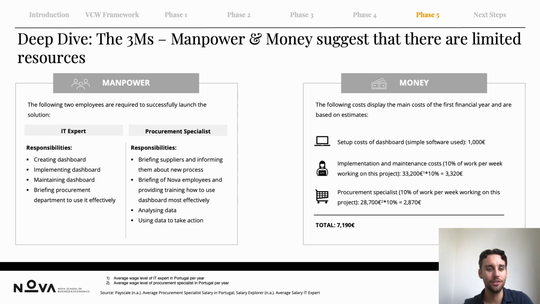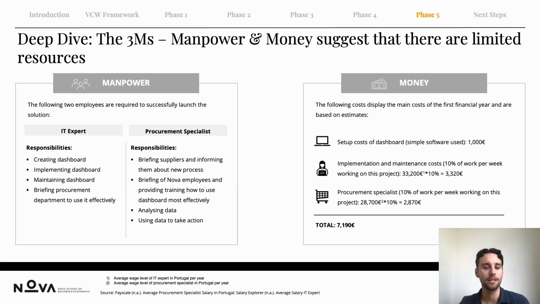So here basically you have the manpower again and the money. So the manpower is divided into 2 people. So an IT expert, which basically includes our solutions, such as the dashboard, the maintenance, and also that they should brief the procurement department to use our solution efficiently. And then we also have, of course, the procurement specialist, which works in the procurement department.